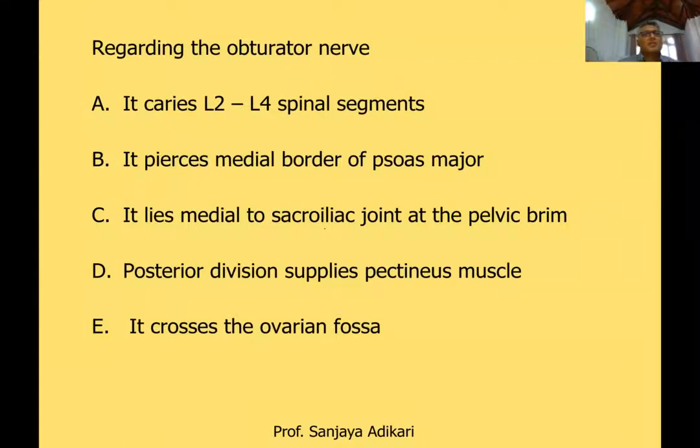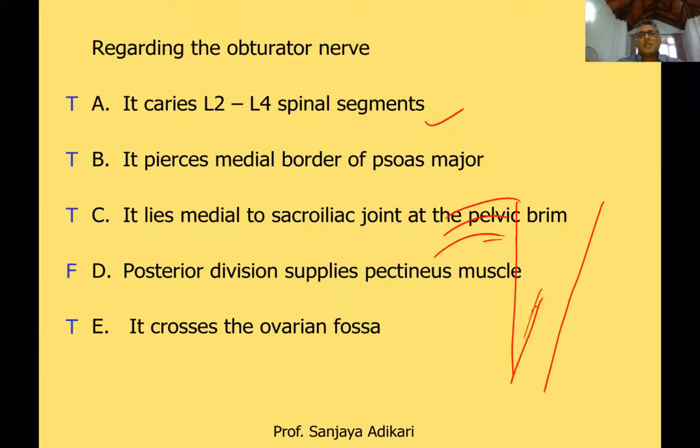Again, the obturator nerve. Some of these things are not related to the lower limb directly. It carries L2, 3, 4 segments, yes. It pierces the medial border of psoas major muscle. Now this is in the posterior abdominal wall. If you remember the lumbar plexus, if this is the psoas major muscle, certain nerves arise lateral to it. Then the femoral nerve lies in front of it. The obturator nerve pierces the medial border of the psoas major. So because of that, it is true.